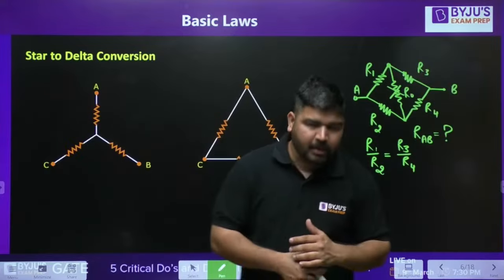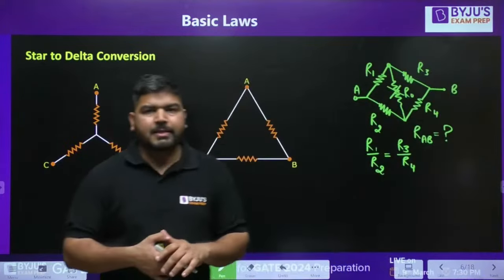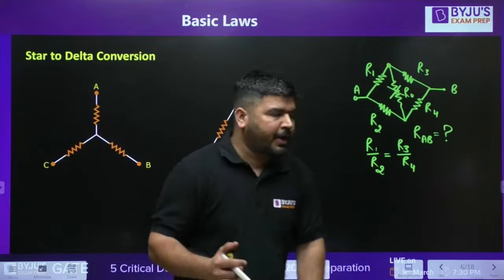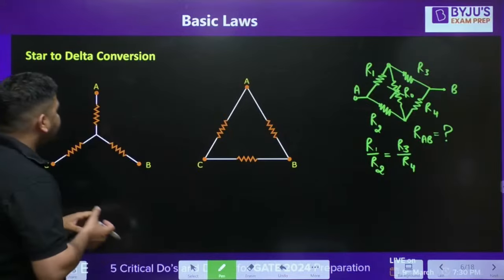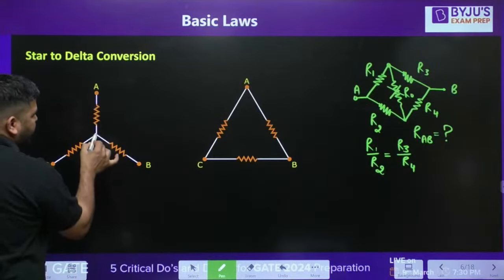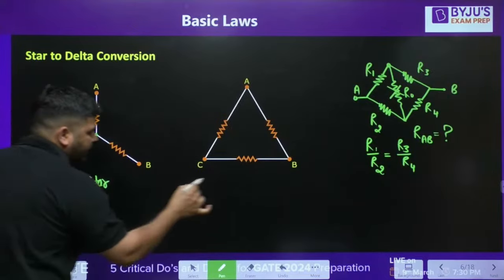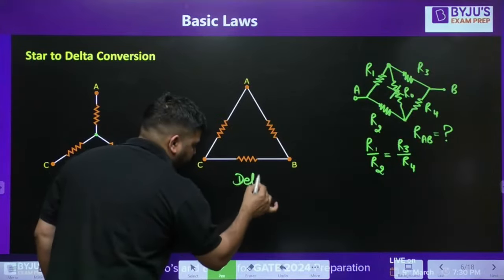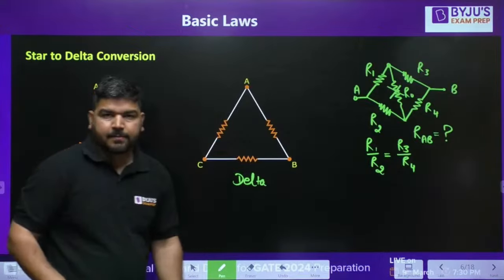I have also given you one homework question. So I will discuss that question at the end of the class, okay? So let's start with the star-delta conversion first. Let's say the resistances are given in star form. This is called star form. This is called star and this is called delta. This is my star form and this is delta connection.